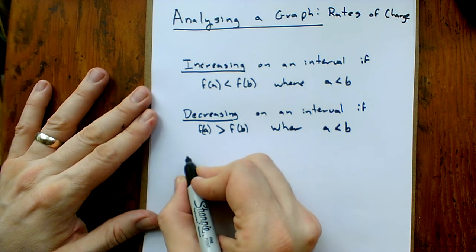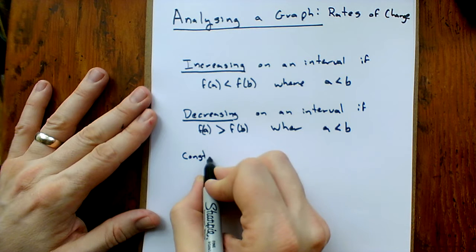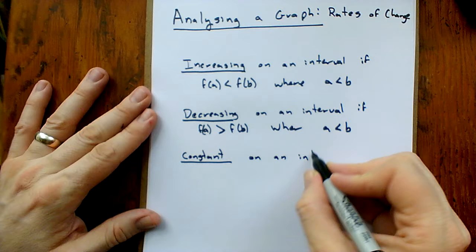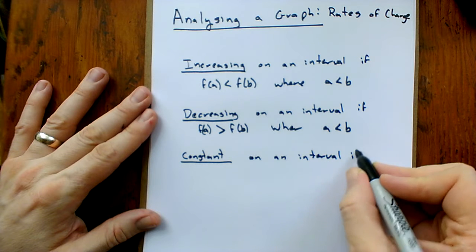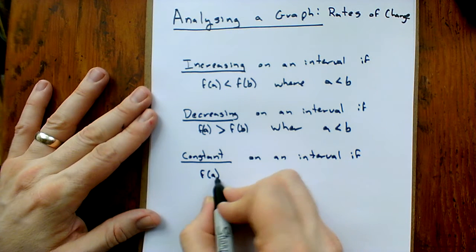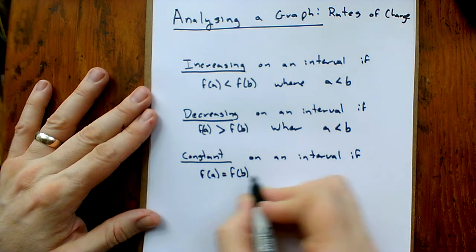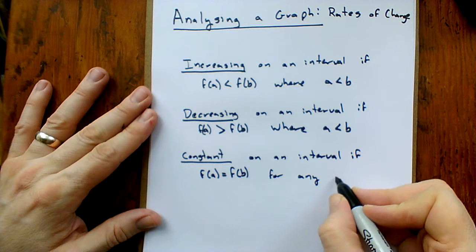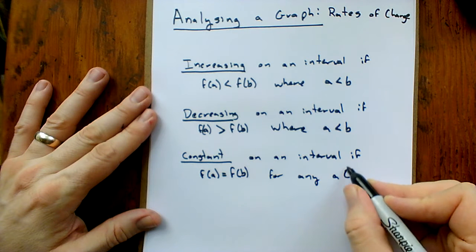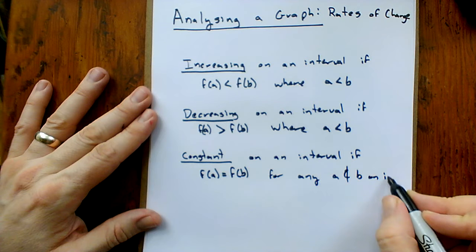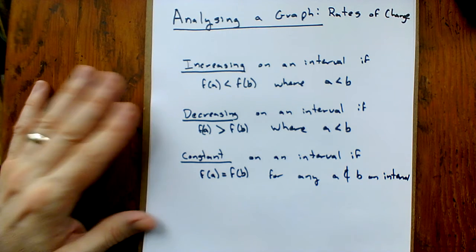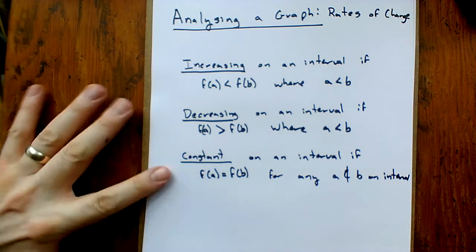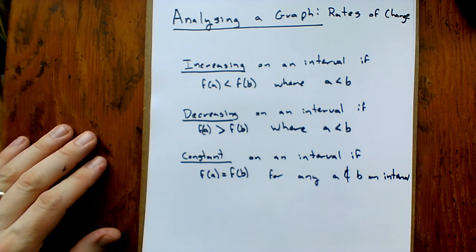Finally, we'll say that a graph is constant on an interval if f of a is equal to f of b for any a and b on the interval. So let's talk about what each of these things mean. Let's show you what that's going to look like.